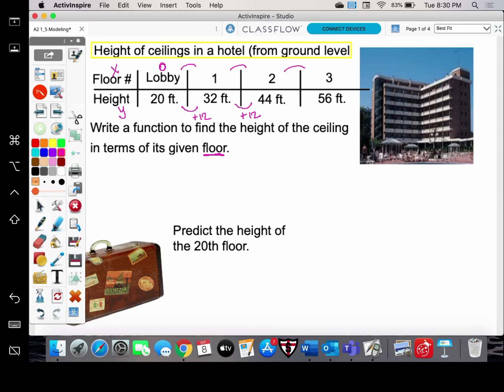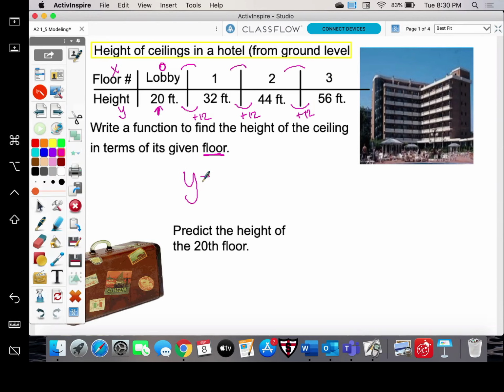From first to second floor is an increase of 12. And from second to third is an increase of 12. Except I wrote 13. Increase of 12. Okay? That's really important because that actually tells us our slope. This is a linear sort of relationship, and we can see that our slope is 12. And we talked about the lobby being kind of like our y-intercept because it's when x is 0.